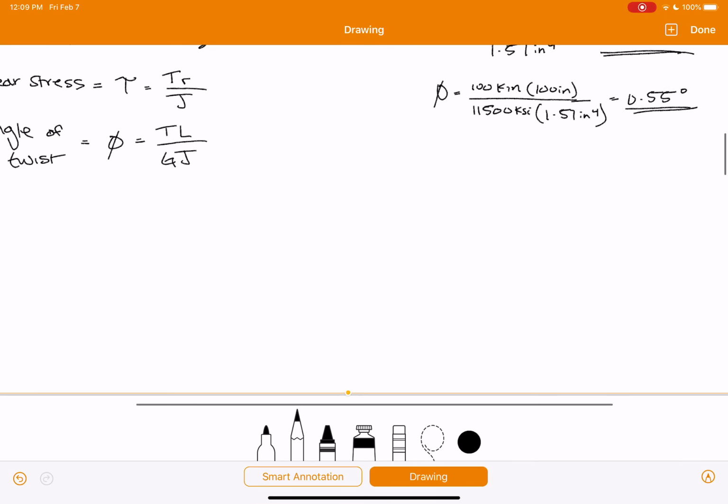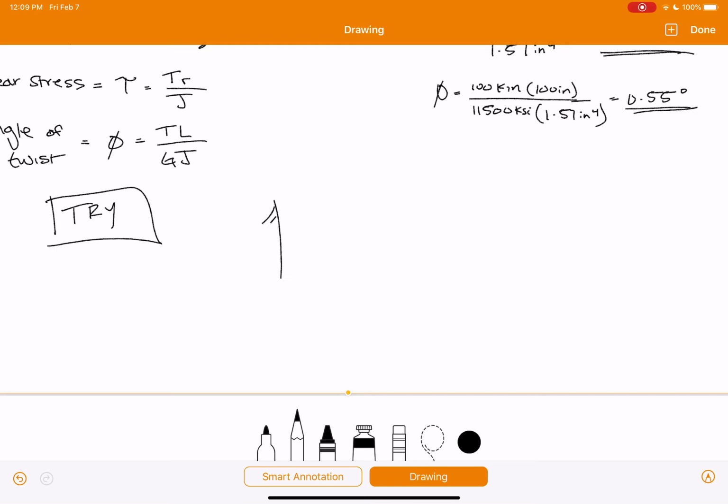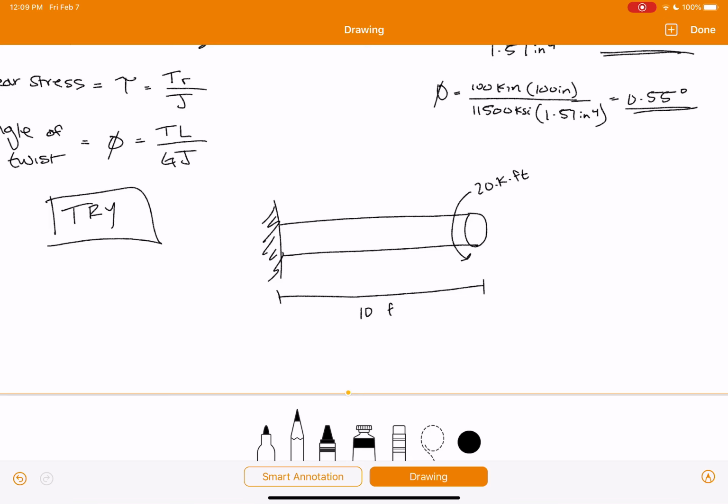All right, so go ahead now and try this one on your own. You've got a bar, it's fixed into a wall. We're applying a 20 kip foot torque. The bar is 10 feet long. The radius is 2 inches. And our shear modulus is going to be 11.5 times 10 to the 6th PSI.